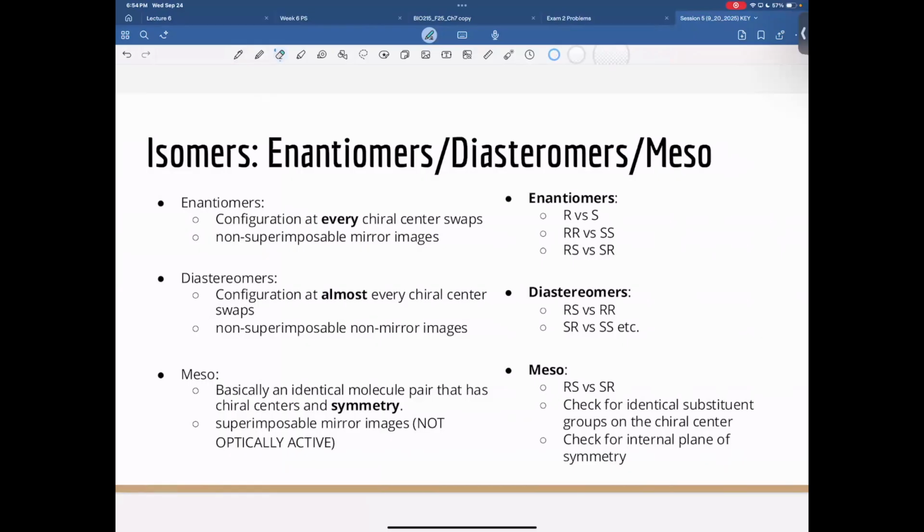Next, we're going to talk about isomers, specifically enantiomers, diastereomers, and meso compounds. Enantiomers are where every single chiral center swaps configuration. So if all of them are R, they will now all become S, right? In diastereomers, the configuration switches at not all of the chiral centers, but some. For example, you could have one be R, the other one be R, but the other two would be S and R. So that's seen right here. It's just at least one is the same, but the rest could be different. And then meso are identical molecules that have chiral centers and symmetry. Meso compounds are not optically active because they are symmetrical.